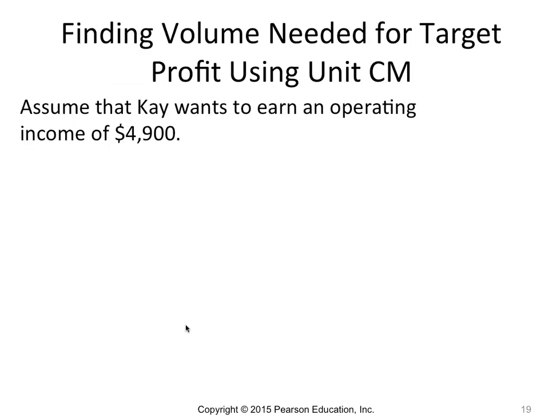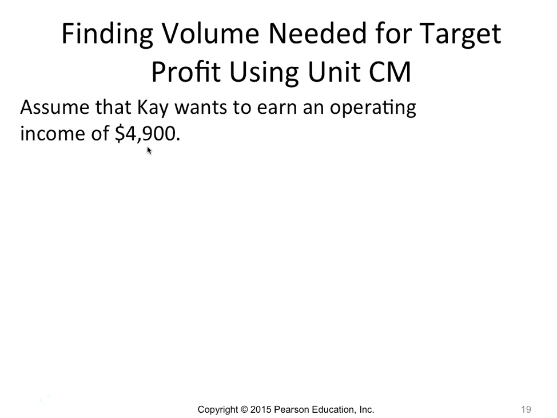So, finding volume needed for target profit using unit contribution margin. Assume K wants to earn an operating income of $4,900. So now we set operating income as $4,900, not zero anymore. That's how much K wants to make for the month.